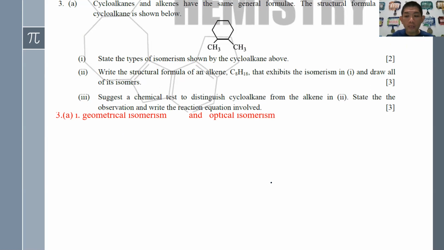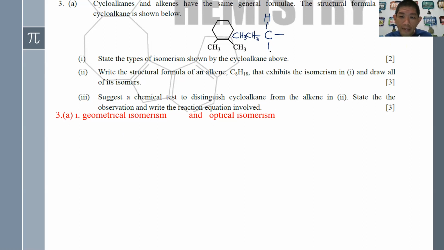So here, the strategy is how you are going to propose the alkene that will possess both geometrical and also optical isomerism. The key is very simple. You have to understand the characteristics of geometrical isomerism and optical isomerism. So let's start from optical isomerism first. For optical isomerism, you must have a carbon surrounded by 4 different atoms or groups of atoms. The 4 different atoms or groups of atoms is very simple. You first definitely start from an H, then you start from CH3, CH2.